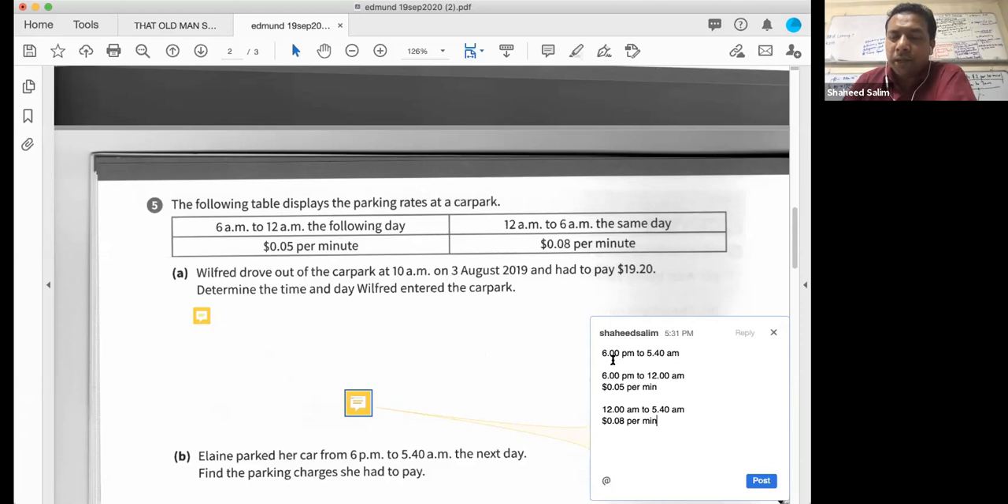So Elaine parked from 6 p.m. to 5:40 a.m. From 6 to 12 midnight is one rate. Okay, if you can't see, I will have to draw down here. Maybe I draw down here. Okay, you read the question again, and then I will draw it for you so that you can see. 6 p.m. Later I will enlarge in a moment.